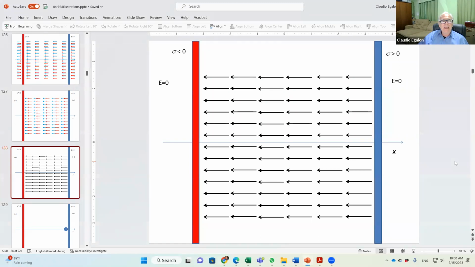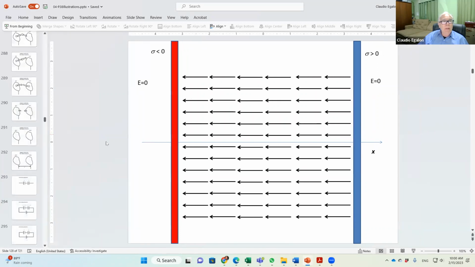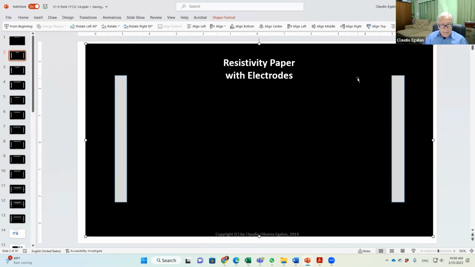Very large plates like that, whenever you charge the plate, they do generate a uniform electric field. And that's what we're going to do with that conductivity paper that you have here, conductivity or resistive paper, okay? That's what you're going to do.